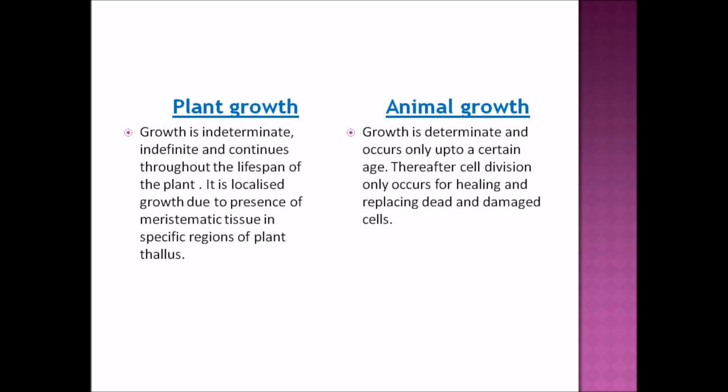Growth in plants is indeterminate, indefinite, and continues throughout the lifespan of the plant. So it's a continuous process. We say that growth in plants is localized due to the presence of specific tissues called meristematic tissues in specific locations of the plant. We must note that meristematic tissues are responsible for the growth of a plant.